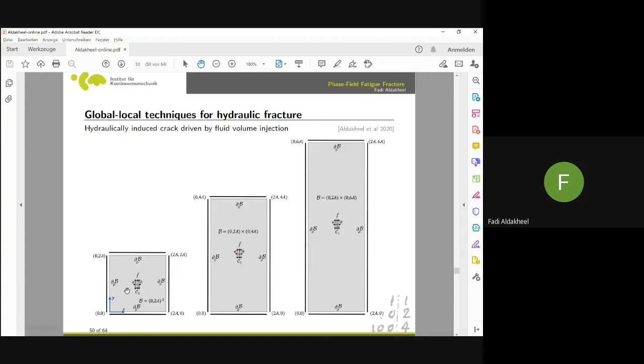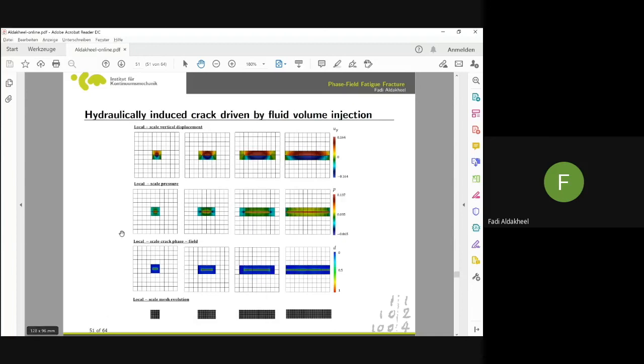So after injection, we want to see the evolution of the crack phase field, the pressure, and displacement. Again, I showed you only the evolution of the local field. Hidden is the macroscopic, or let's say the global one, just to show you where we are. So the phase field evolves and goes farther to the final structure, right? And this is the mesh, right, with adaptivity.